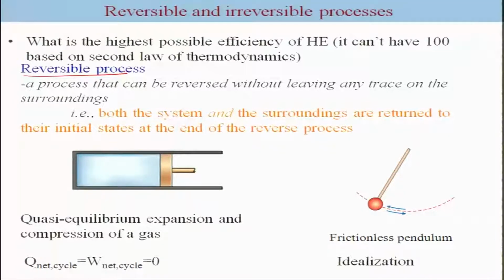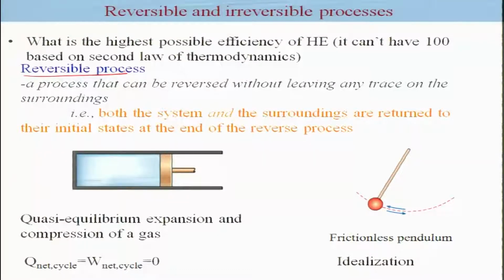It is basically a process that can be reversed without leaving any trace on the surrounding, which essentially means that you can bring back the system. Once the process has occurred, you can bring back the system to the original state, and similarly you can also bring back the surrounding to the original state without any overall trace of change. That means you are bringing the system and surrounding back to their original states.